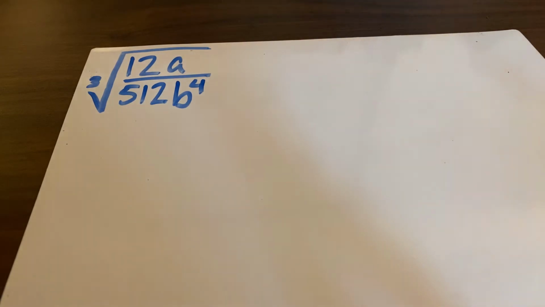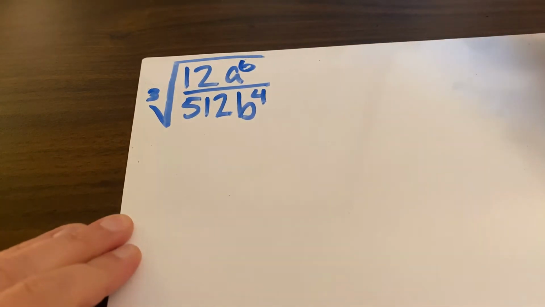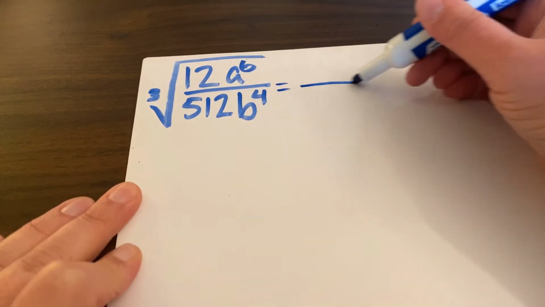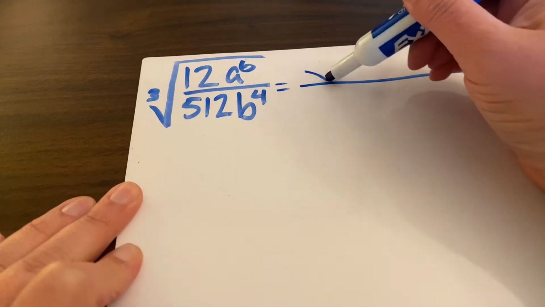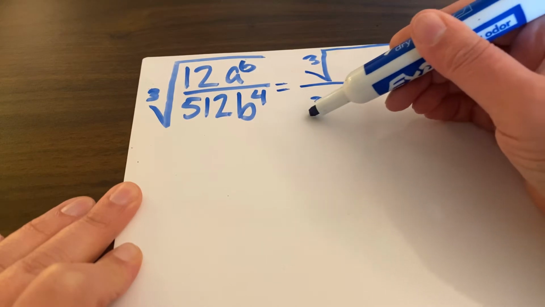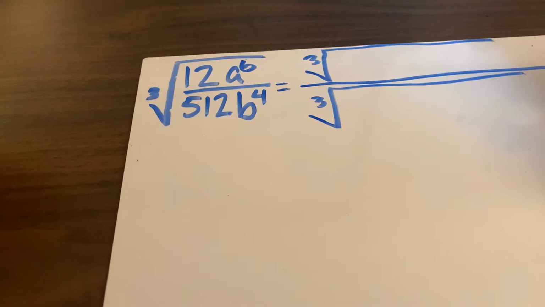So, when we see something like the cube root of 12a to the sixth over 512b to the fourth, I'm going to break this up a couple of ways. I'm going to put a cube root on top and a cube root on the bottom. If you have the cube root of a quotient, it is the same as the cube root of the top over the cube root of the bottom.